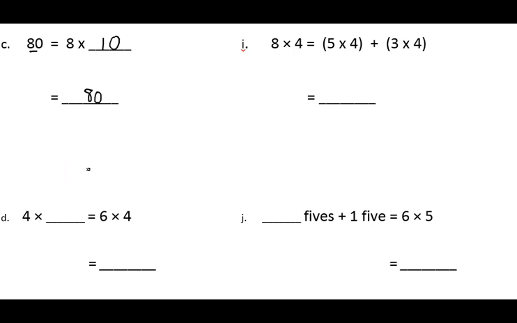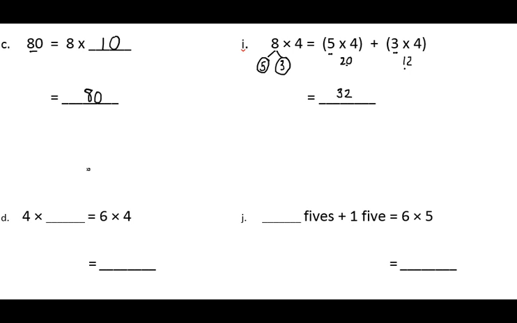The next problem, 8 times 4, is the same thing as 5 times 4 plus 3 times 4. We've broken that 8 into 5 and 3, and we take each of those times 4 and combine their answers to get the product of 8 times 4. 5 times 4 is 20. 3 times 4 is 12. 8 times 4 then is 32, which is 20 plus 12.